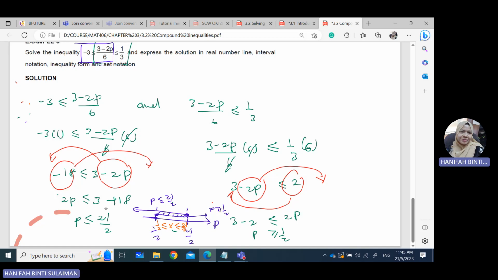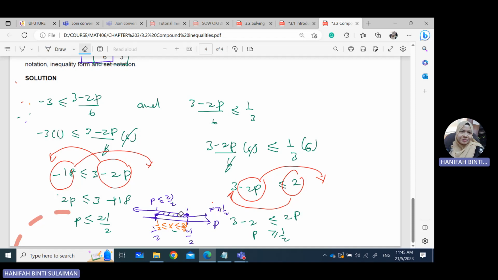Di sebelah kiri kat sini, ini tidak termasuk lah. P, bukan X kalau guna P. Untuk this area kat sini adalah P less than 1 over 2. Untuk area di sebelah kanan dekat sini adalah P greater than 21 over 2. Tapi jawapan dia kat tengah-tengah tu.